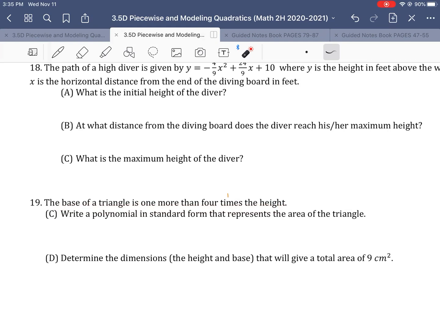So it's giving me a relationship between the base and the height of the triangle. And then it asks me to write a polynomial in standard form that represents the area of the triangle. So I know that I'm going to deal with area here. Determine the dimensions, that height and base, that will give an area of 9 centimeters. So it looks like I'm going to create a polynomial that represents area, and then I'm going to use a specific area to find the height and the base that would calculate that area with this relationship.